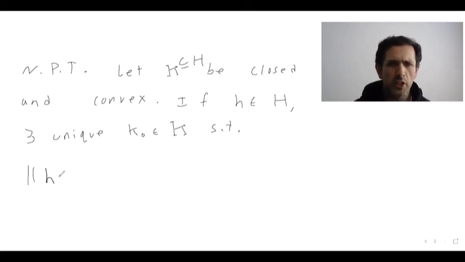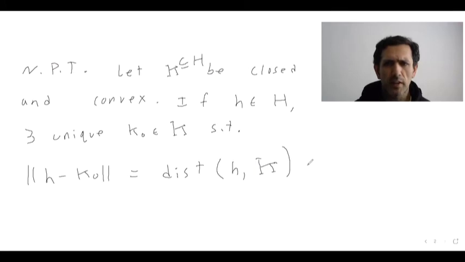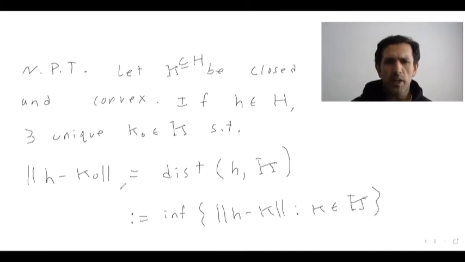Where the distance between h and k0 gives me the distance between h and K, the set K, which by definition is, well, the obvious thing, just the infimum of all possible distances between h and stuff in K. So in other words, what we're basically saying is that this is not an infimum, it's actually a minimum, and that there's a unique element in K that realizes the minimum.